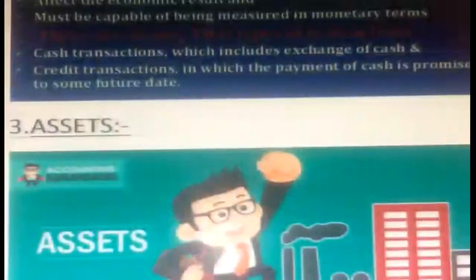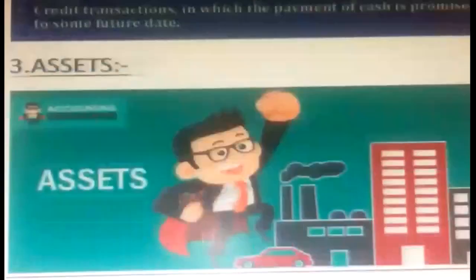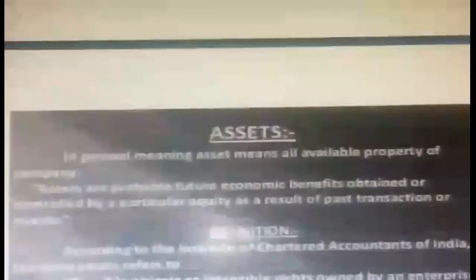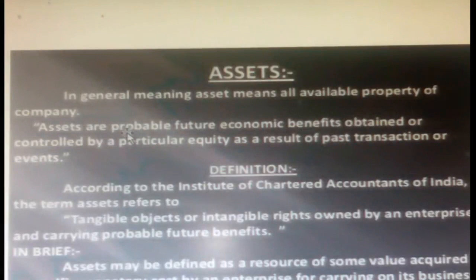Now we are moving to assets. It's very important for the business. Assets are nothing but the property of the business, like building and land. The general meaning: assets means all available property of the company. Assets are probable future economic benefits obtained, so you purchase assets for future, long-term benefit, controlled by a particular entity as a result of past transactions or events.